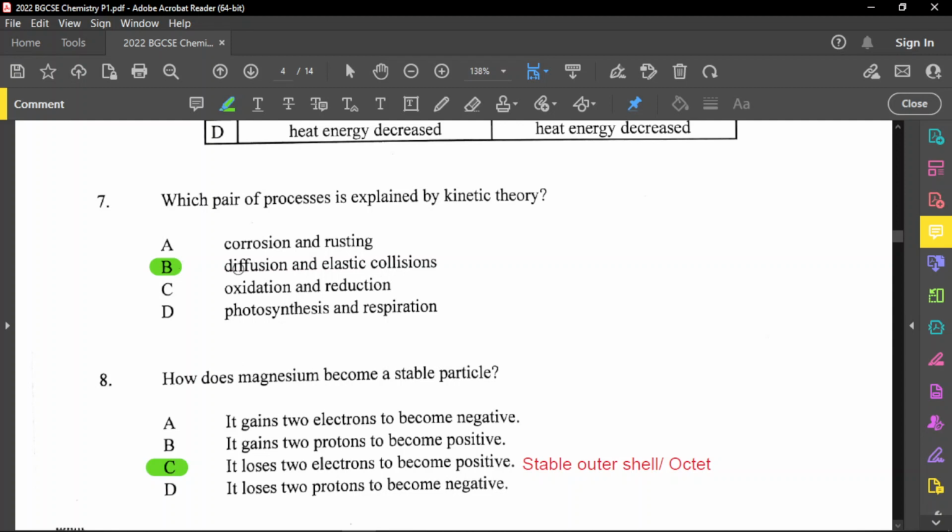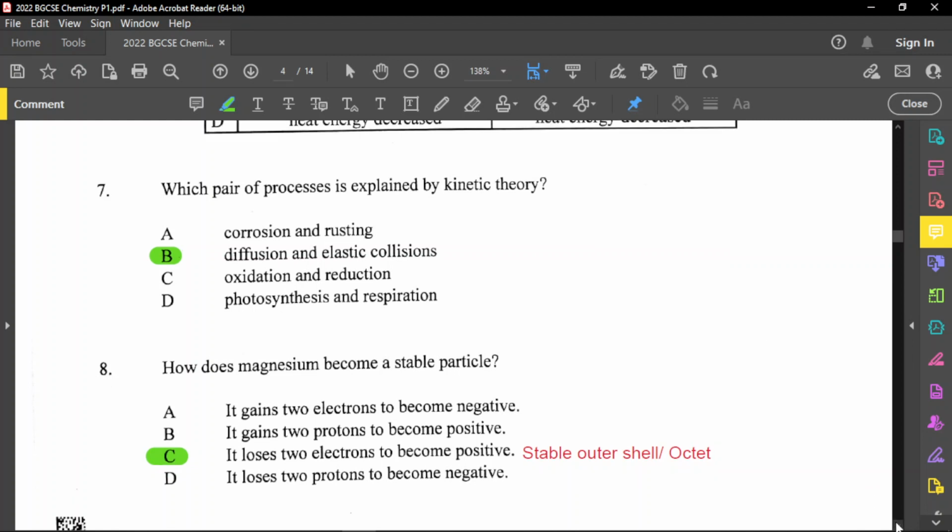And so therefore, diffusion and elastic collision really explain the kinetic theory, because particles move based on kinetic energy, and again, the more kinetic energy you have, the faster they move, which means the faster the diffusion. Faster diffusion means more collision, and of course, they will bounce off each other as well. The others are really not correct. So you can pause and go through them to make sure that you understand why B is the correct one.